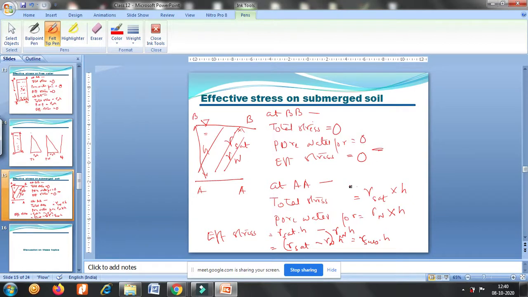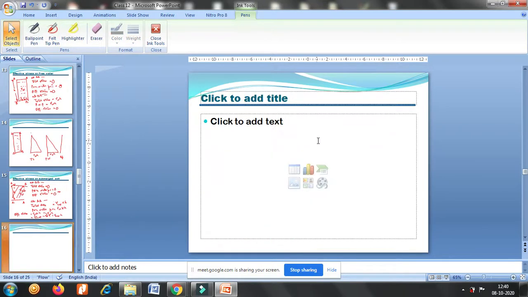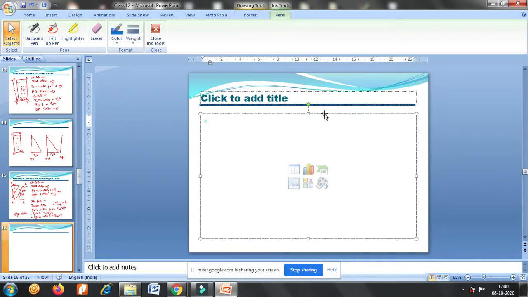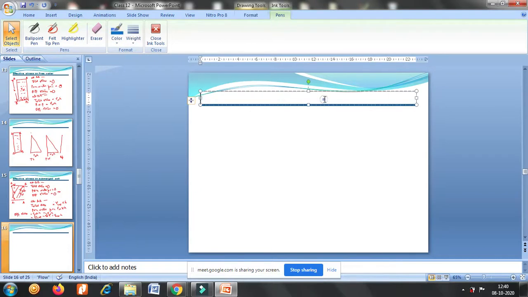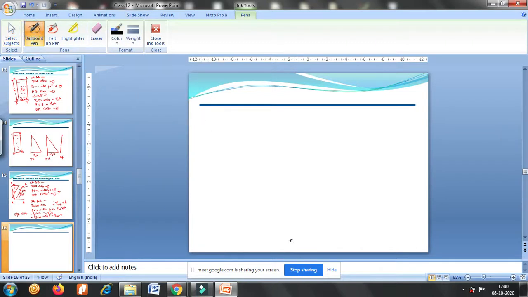Now let me draw another one, slightly different. Now you try to tell me. All of you try to solve that one. It is slightly more difficult than the previous one.